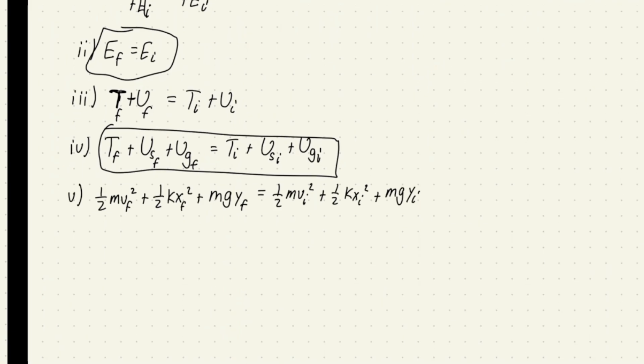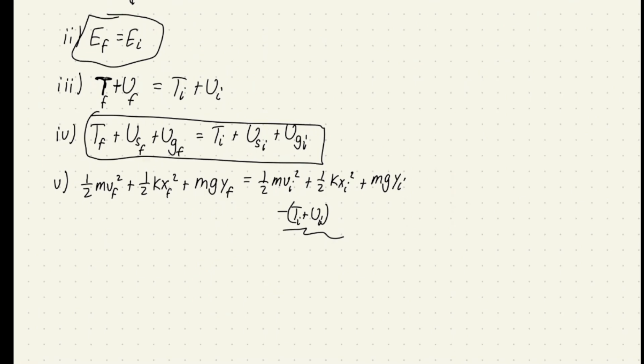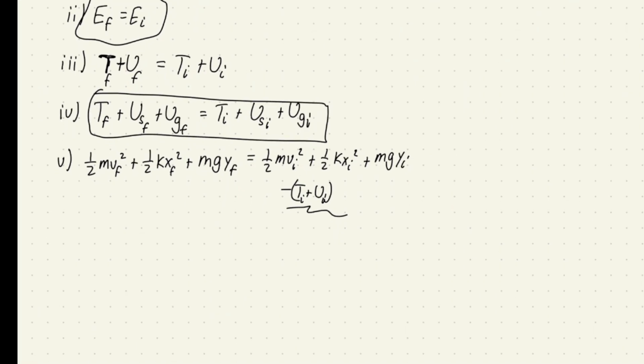Now I'm going to subtract T plus U from both sides. So I'm going to subtract T initial and U initial from both sides. What I'm saying is that this is the shorthand form, but what I'm really subtracting is this whole thing. I'm subtracting 3 terms. I'm subtracting a 1/2 mv initial squared, I'm subtracting a 1/2 kx initial squared, and I'm subtracting an mgy initial.